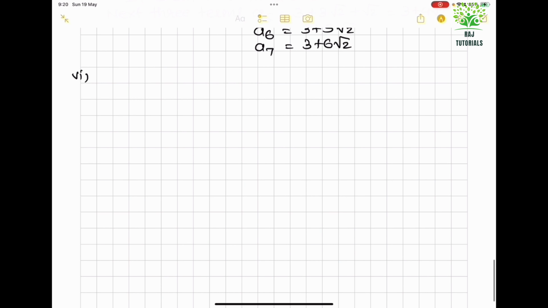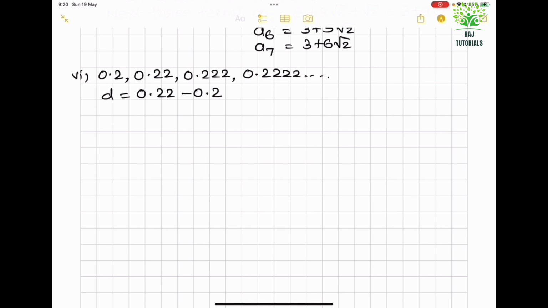Sixth one, 0.2, 0.22, 0.222, 0.2222. So D equal to 0.22 minus 0.2, that is 0.02. 0.222 minus 0.22, that is 0.002. Therefore, it is not an AP.